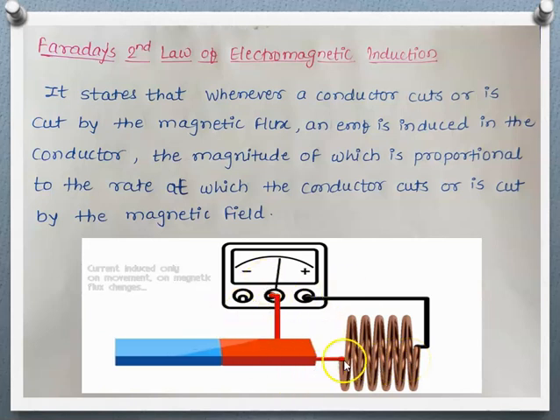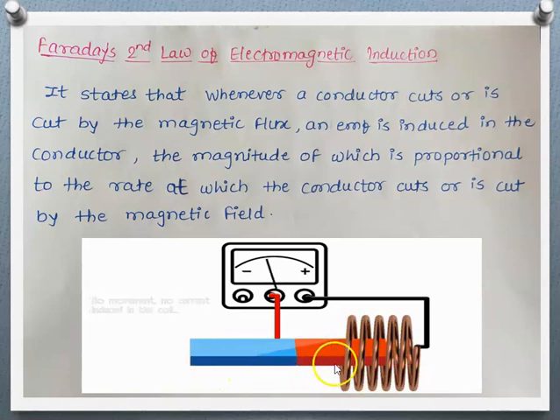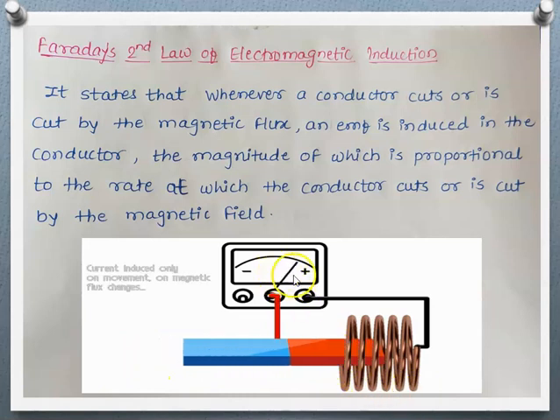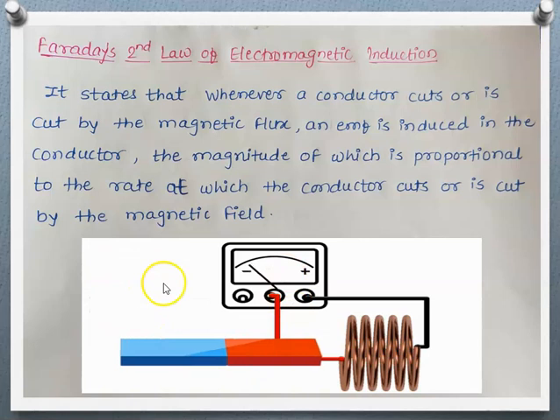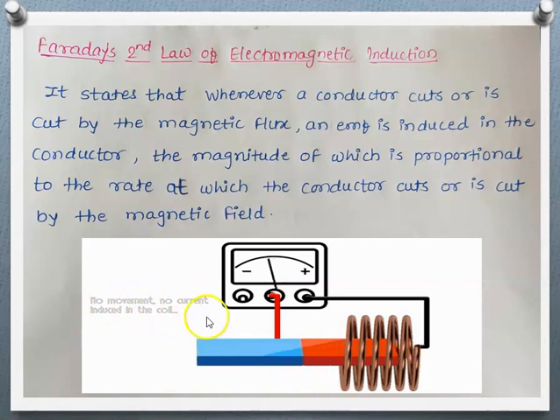See this figure. Here is the conducting material having 1, 2, 3, 4, 5, 6 turns, and this is the magnet, and the magnet is moving from this side to this side. What is happening here? The pointer goes from positive to negative maximum, and to zero at standstill position. See here, current is induced only on movement or when magnetic flux changes, and with no movement, no current is induced in the coil.